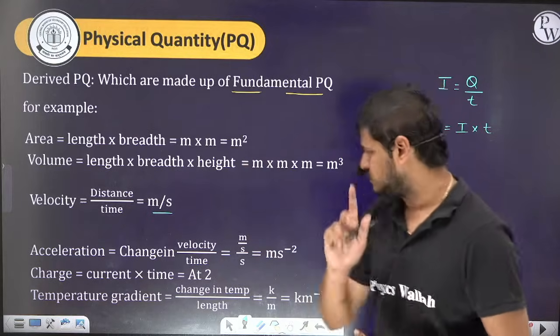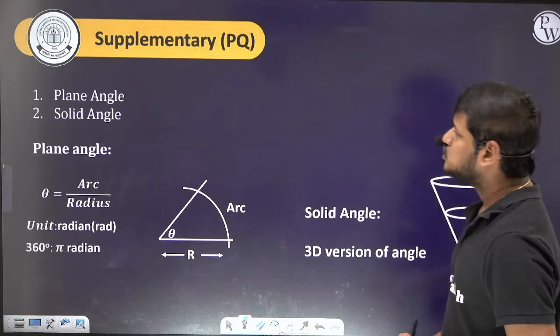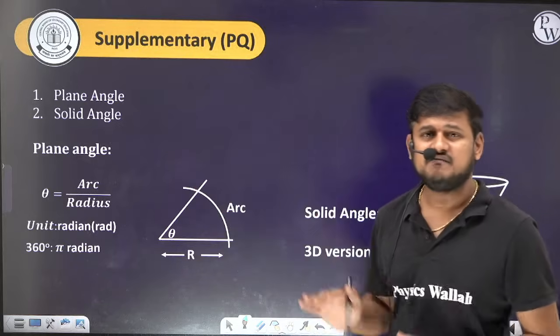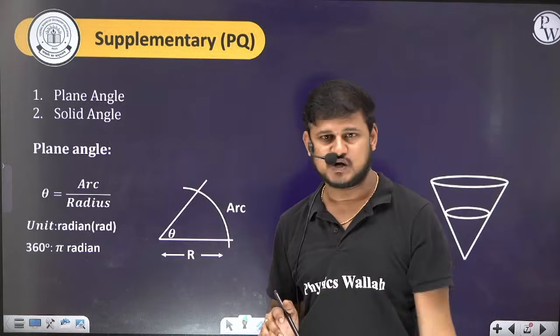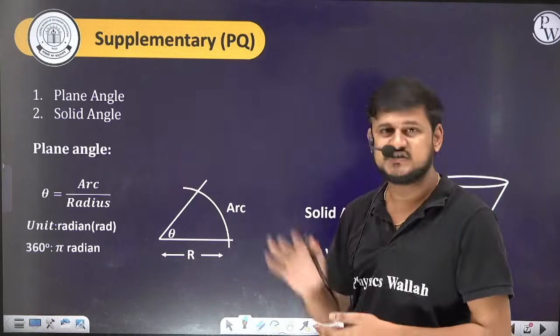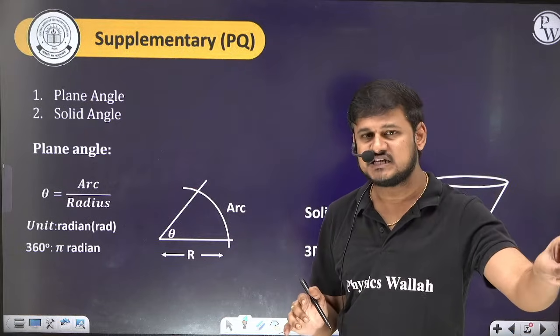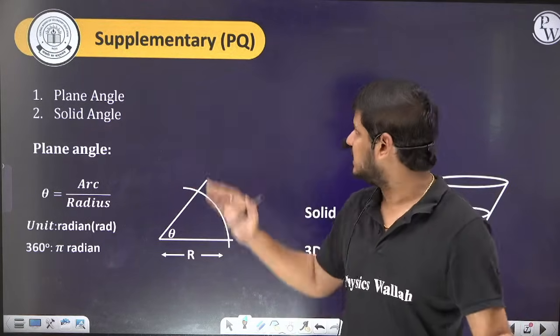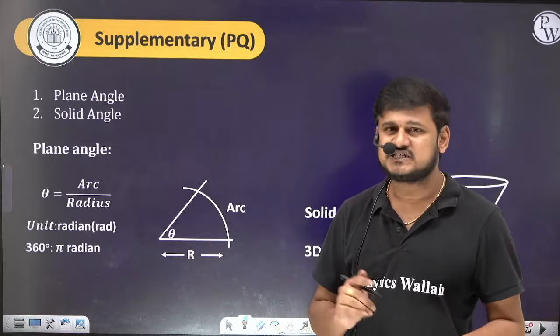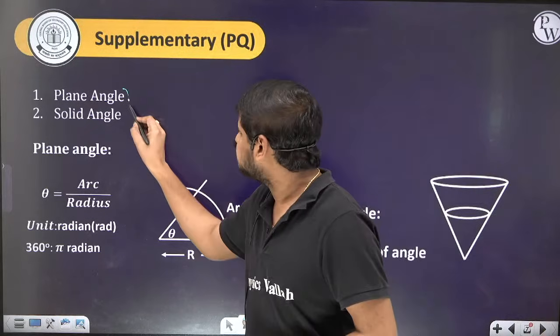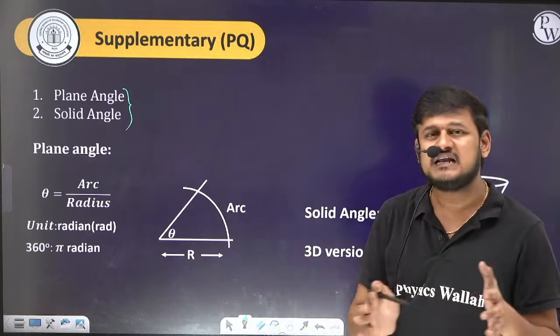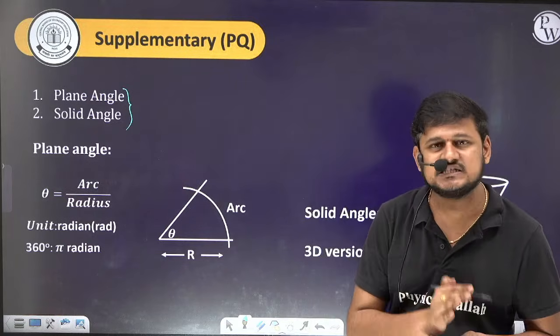Okay, so let's go further. As I said earlier, we have one more type of physical quantities. So what's that? Supplementary physical quantities. Fundamental we have seen, derived physical quantities we have seen, and then supplementary physical quantities. There are two types of supplementary physical quantities. One is a plane angle, the other one is a solid angle.